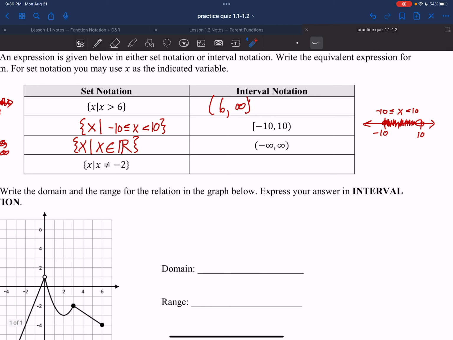Okay, last one. It says x such that x is not equal to 2. See this not equal, right? So think about your number line here.